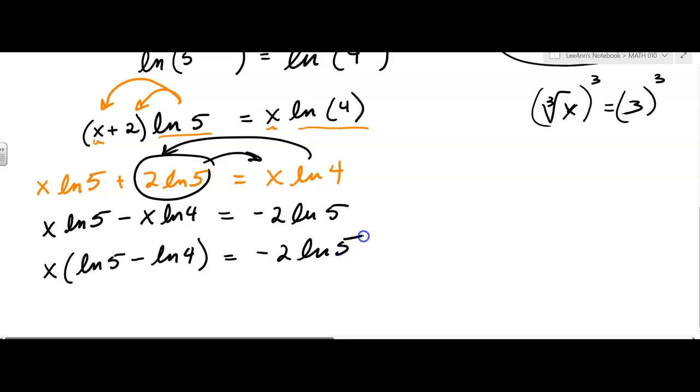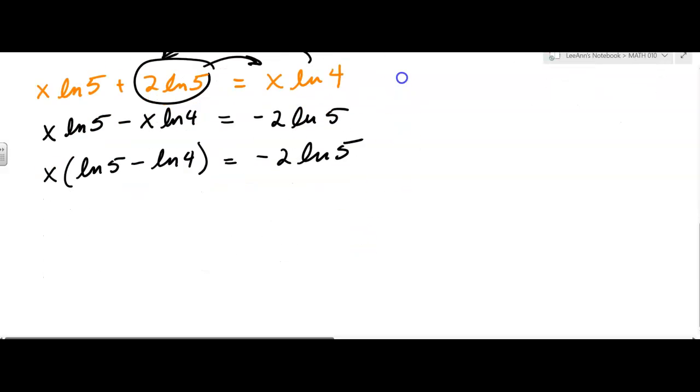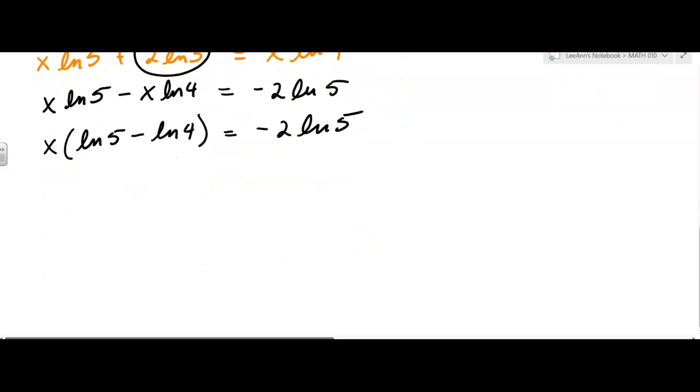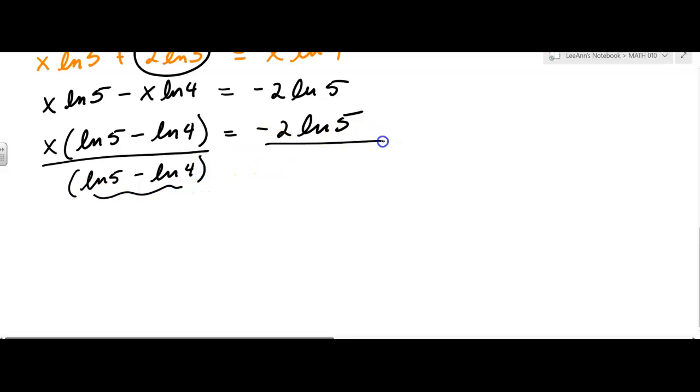Okay, this allows us to solve for x. We're just going to divide both sides by natural log 5 minus natural log 4. That is just a number. You could put this in your calculator and it would spit out a decimal. But we're going to simplify it just a little bit here. So we know we can combine those two because it's subtraction.